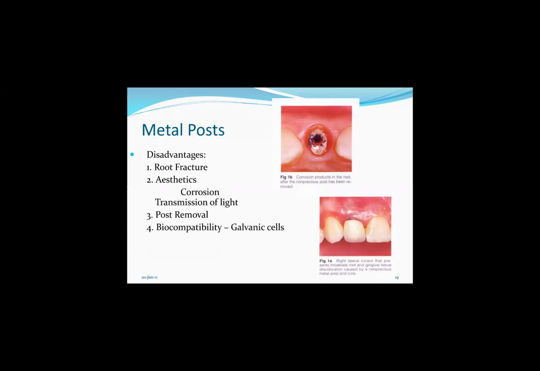However, anything that has advantages will always have its share of disadvantages. There's nothing called a perfect material. The problem with metal posts, number one, is root fracture. I'm going to discuss this in detail as we progress ahead with the help of a video that I will be showing you. So root fracture cases are very predominant with metal posts, more in the active ones, but even seen in the passive ones.